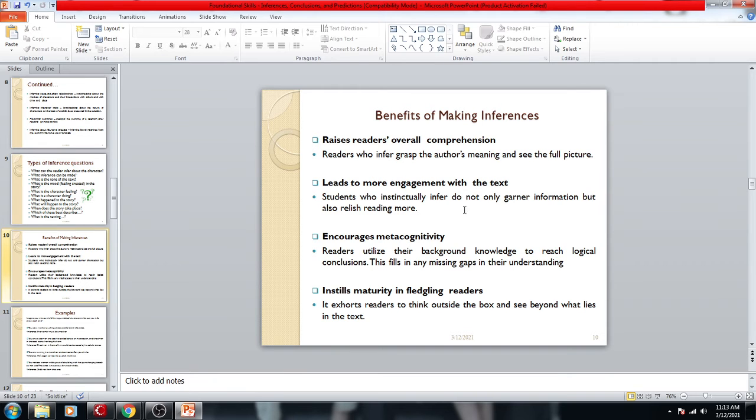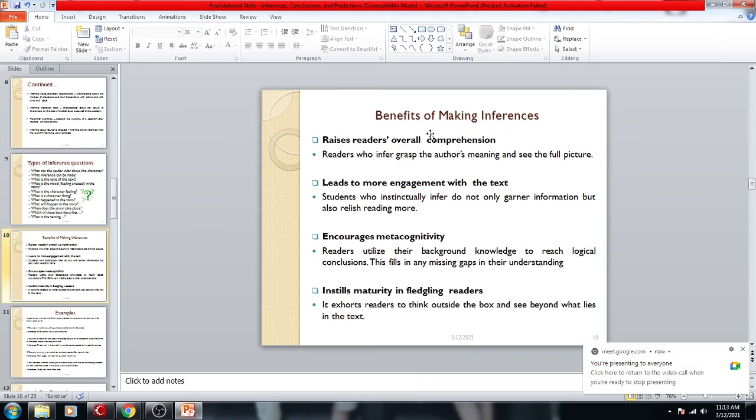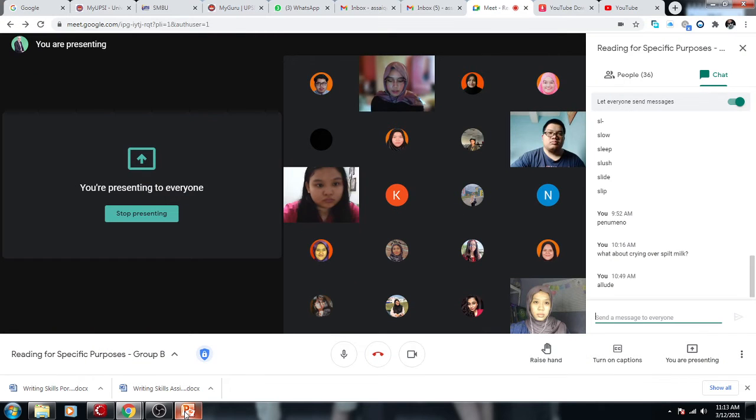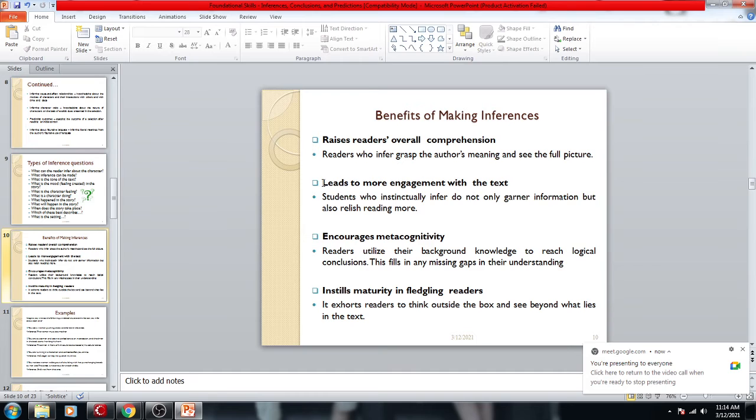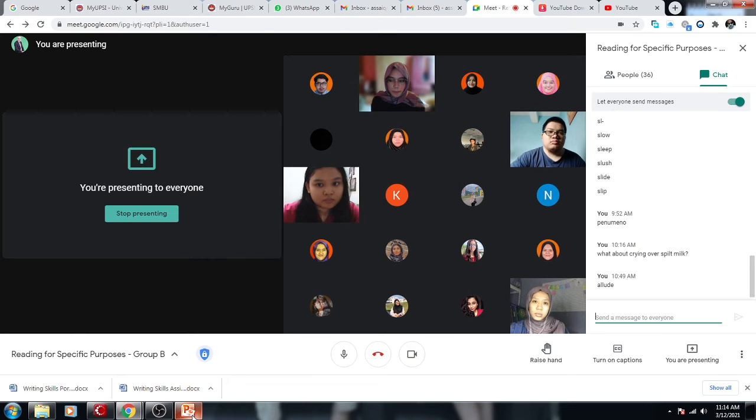Some quick benefits of making inferences. Making inferences raises readers' overall comprehension. Readers who infer grasp the author's meaning and see the full picture, because you see the stated and the implied. It leads to more engagement with the text, because you are not confined to the literal meaning. And so when you see the implied, you suddenly become more engaged in the text.